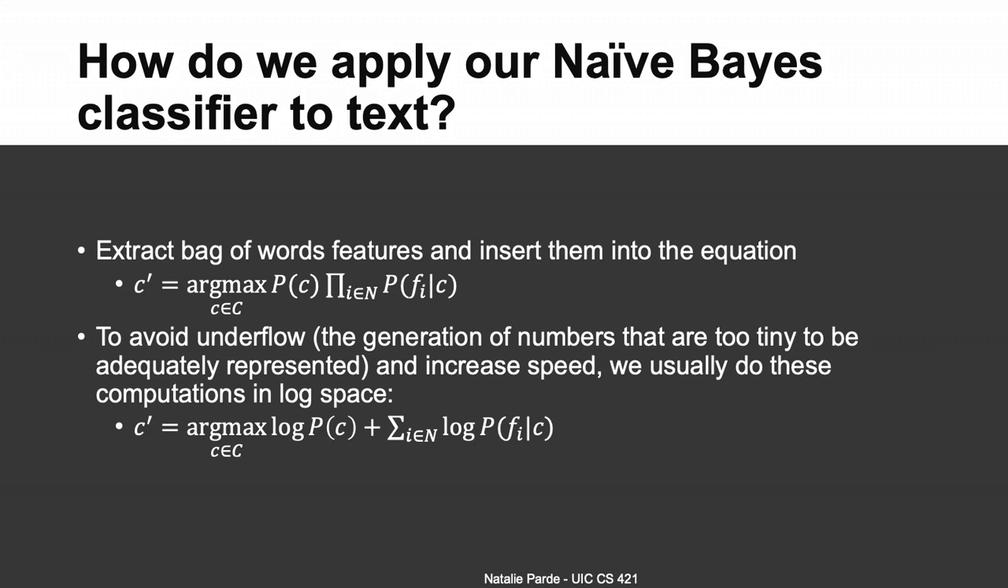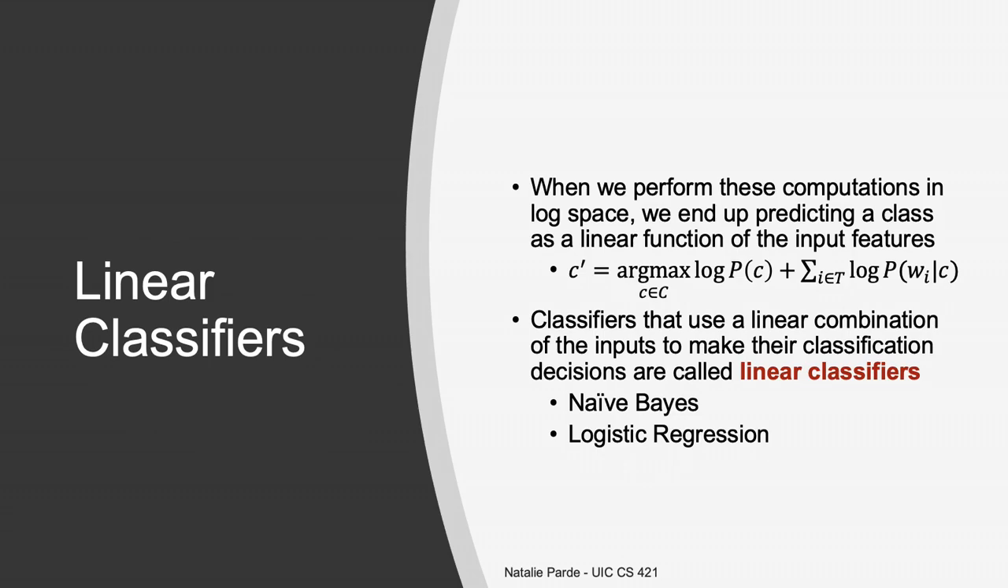If we want to increase speed and avoid generating numbers that are too small for us to accurately represent, which can happen when you multiply a lot of small probabilities with one another, we can do these computations in log space. If you choose to do that, just remember to add things together instead of multiplying them. In fact, when you do this in log space, you end up predicting your class value as a linear function of the input features. This means that naive Bayes belongs to a set of classifiers referred to as linear classifiers. All this means is that they make their decisions based on a linear combination of inputs. Later this semester, we'll see some examples of text classification using nonlinear classifiers as well.